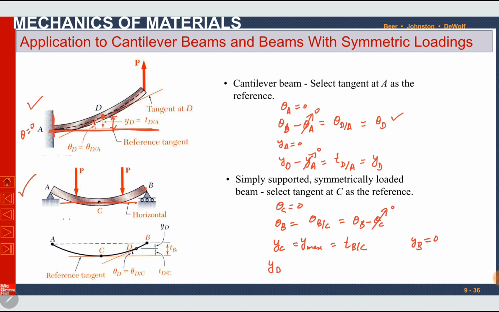Similarly, if we want to find YD at any other point D, it will be the tangential deviation of B with respect to C, TBC, minus the tangential deviation of D with respect to C. So it will be TBC minus TDC, because at point C the reference tangent is horizontal, so we can calculate the tangential deviation of any other point with respect to point C. We will do it in one of our numerical problems on the next slide, and you can understand it easily.